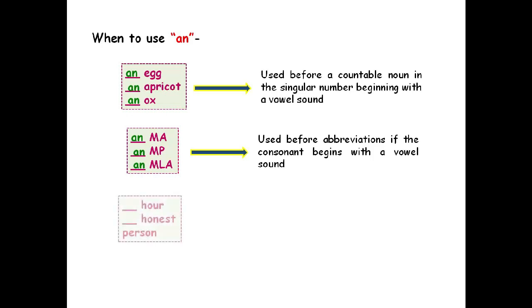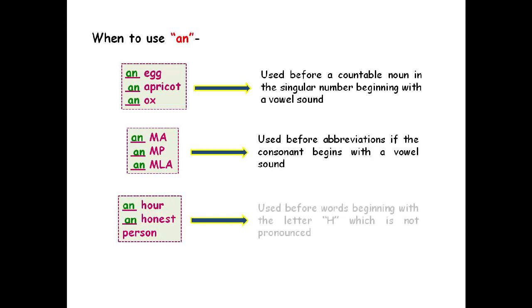Next set of words. Two words are over here, hour and honest person. You all have done this in class 5 as well. You already know that here you will use an. Why will you use an over here? Because an is used before words beginning with the letter H which is not pronounced. So the letter H is written, but the pronunciation is not made. You are not pronouncing the H. That is why we use an before it. We say an hour and an honest person. I hope this is also clear to you.